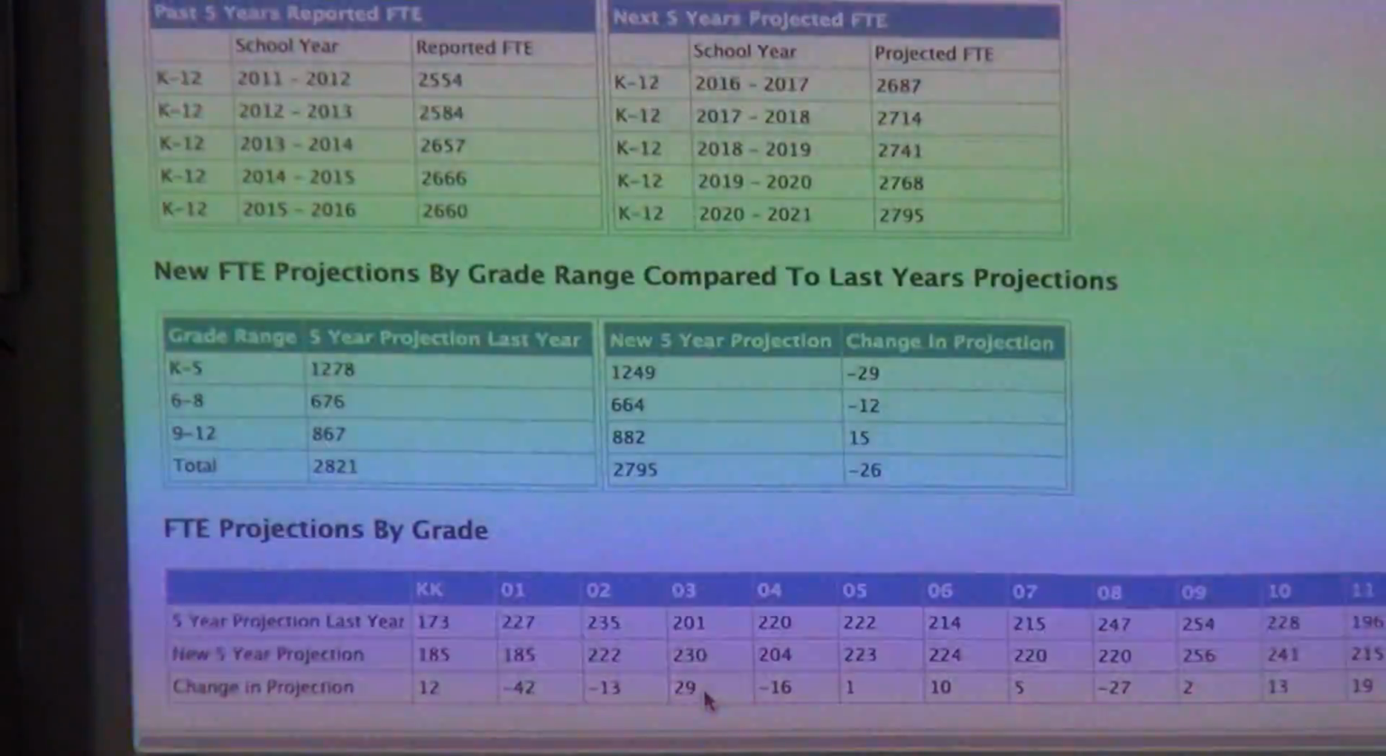Would that third grade be 29 more than the 13 previous? Would the 13 be like 0? Yeah, 29 students more than what they projected last year. They're saying that in 2021, you're going to have 230 third grade kids. So your staff needs to look at our third grade building and see what we got there.